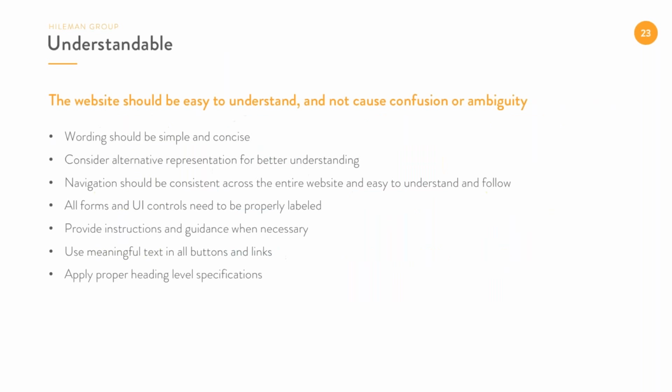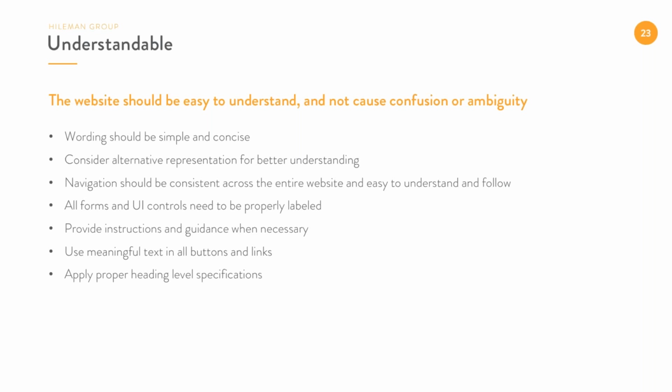Understandable. So this means that the website should be easy to understand and not cause confusion or ambiguity. So what this means is wording should be simple and concise. You want to make sure that you're writing to your audience, so don't use very complicated terminology or even complicated medical terminology for an audience that you suspect only has a 9th grade reading level. You want to make sure you're writing to who is going to be using your site.